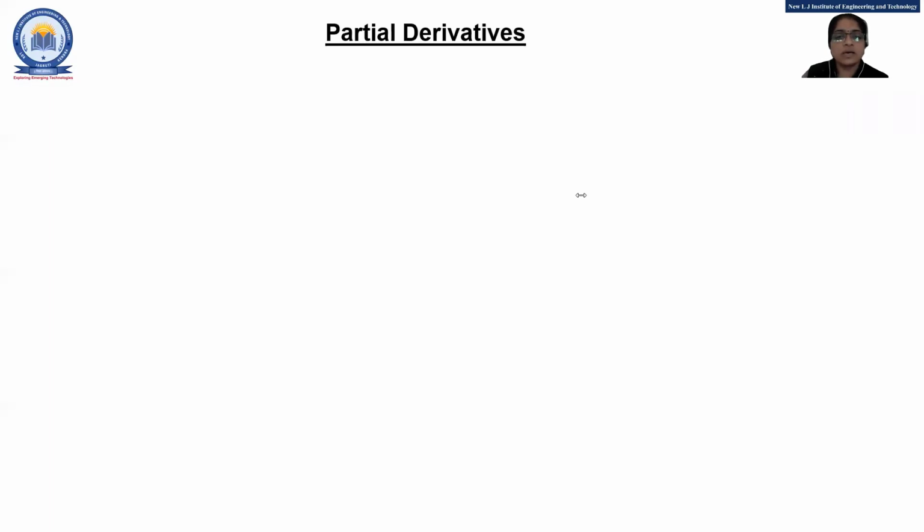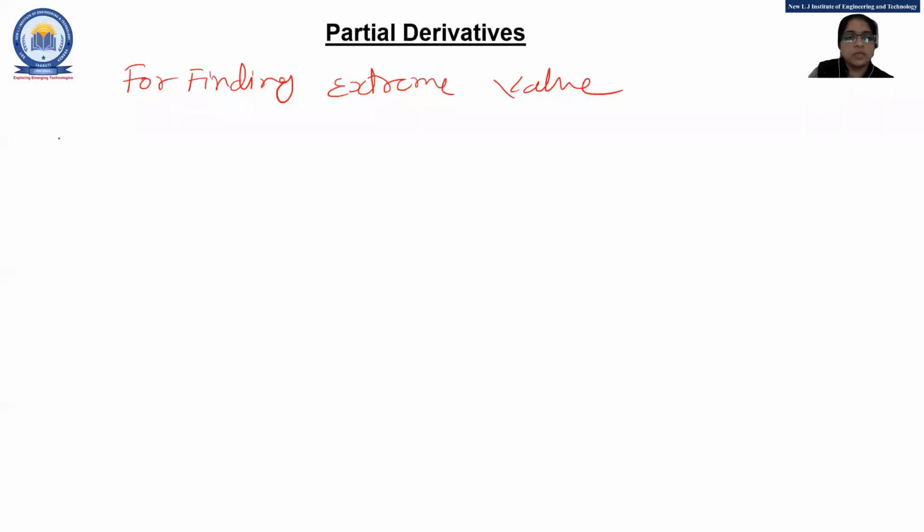Tanvi, roll number 77, for finding extreme values, what is our step 1? Tanvi? Tanvi, I am asking you. Roll number 77, Tanvi Patel. I'm going to unmute you. Please give me the answer fast. Tanvi, give me the answer in the chat box.